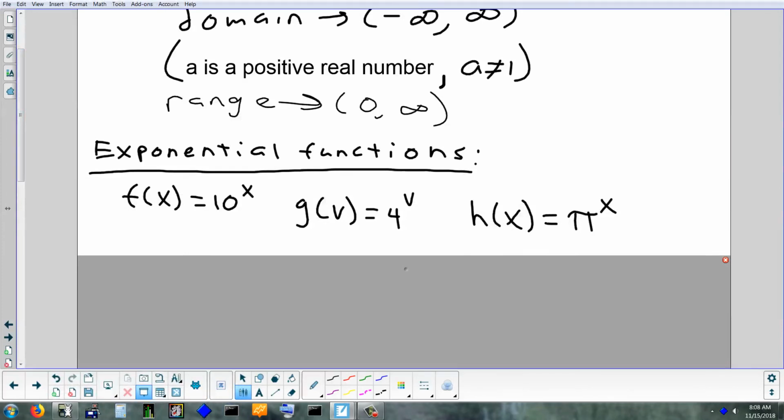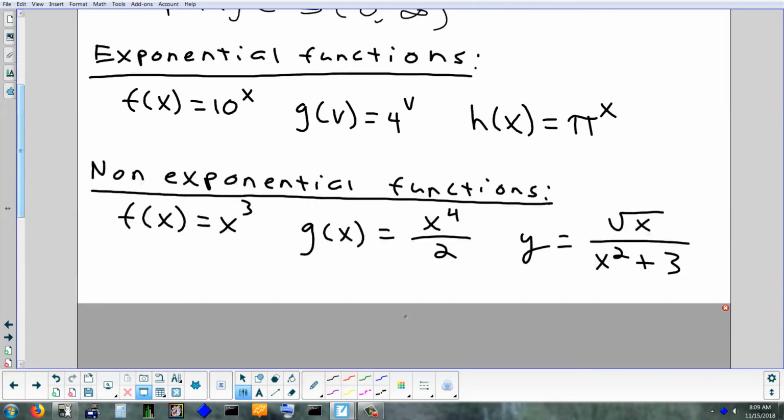Okay, if you want to write down some other examples: 10 to the x, 4 to the x, even pi to the x. The bases there are all positive numbers. None of the bases are 1. And they all have variables in the exponent.